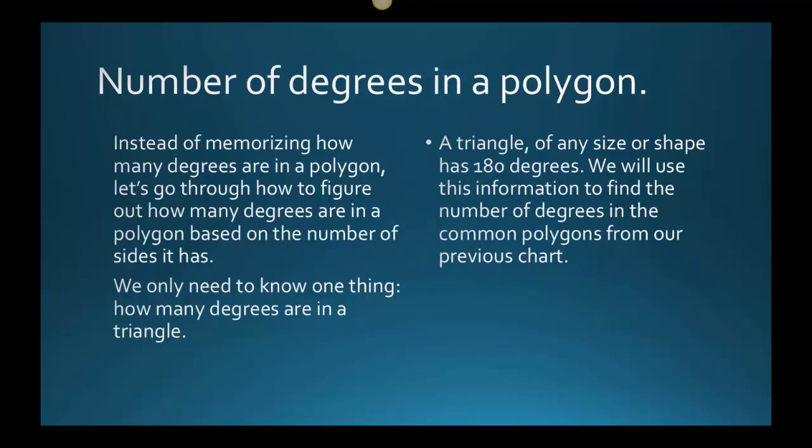All right. So not only do we want to talk about the number of sides for a polygon, we would like to talk about the number of degrees it has. Instead of memorizing how many degrees are in each polygon, though, because that can be hard. It's hard enough to remember all the names, let alone how many degrees it has. I want to step you through how we would figure it out. Like, what if I needed to know and I just couldn't remember it? Could I figure it out? So here's what I can do: teach you everything in relationship to a triangle. As long as we know a triangle of any shape or size has 180 degrees, we'll be able to use this information to find the number of degrees in common polygons from our previous chart.